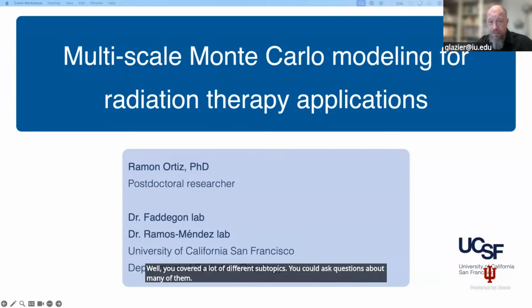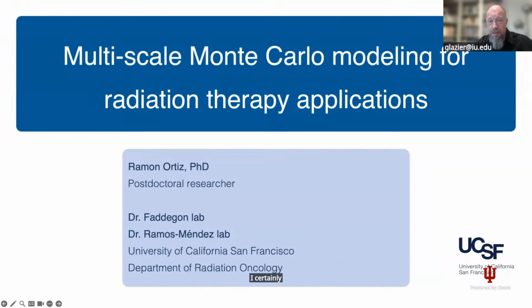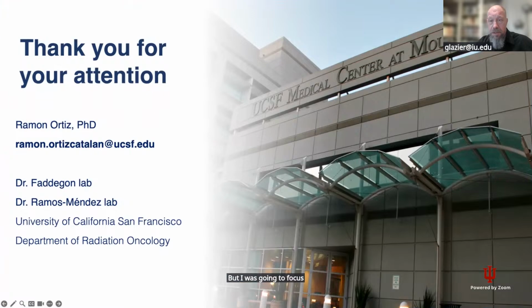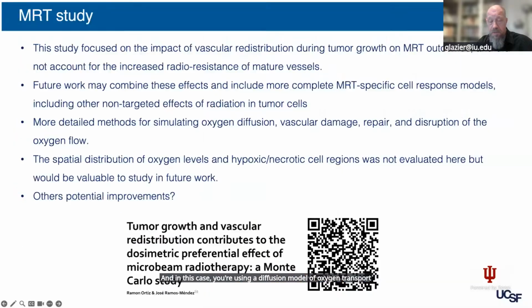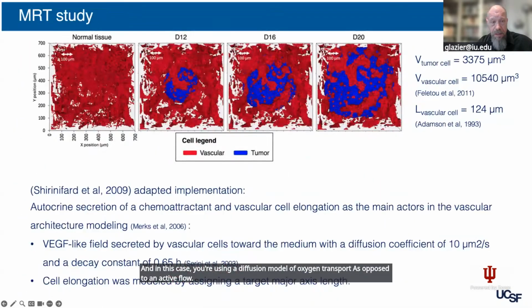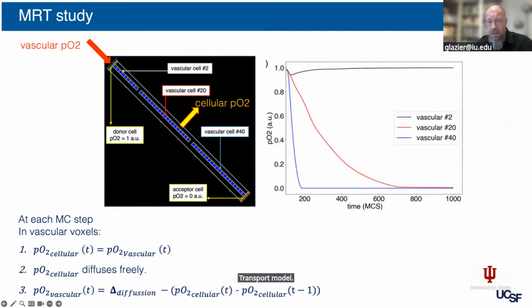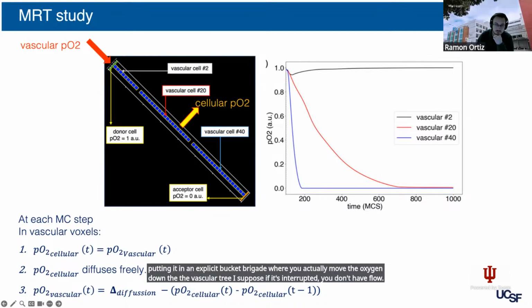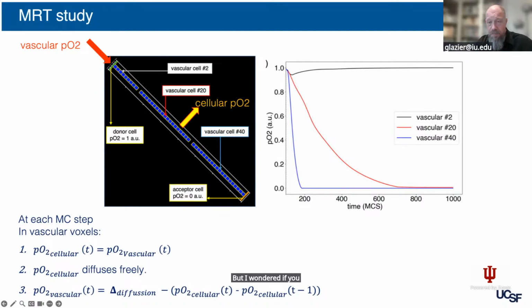Time for some questions. I certainly am interested in the model specification language that you've done, but I was going to focus maybe on the last bit where you do the oxygen transport. In this case, you're using a diffusion model of oxygen transport as opposed to an active flow transport model. Do you think that's significant here? Would it be worth putting in an explicit bucket brigade where you actually move the oxygen down the vascular tree? I suppose if it's interrupted, you don't have flow. But I wondered if you wanted to talk about that, maybe a few words.